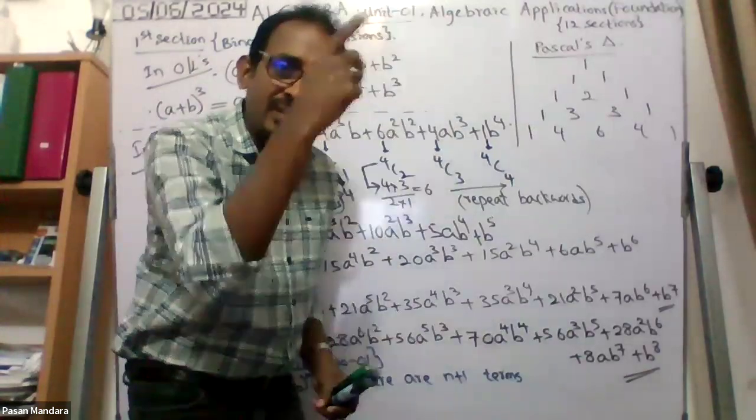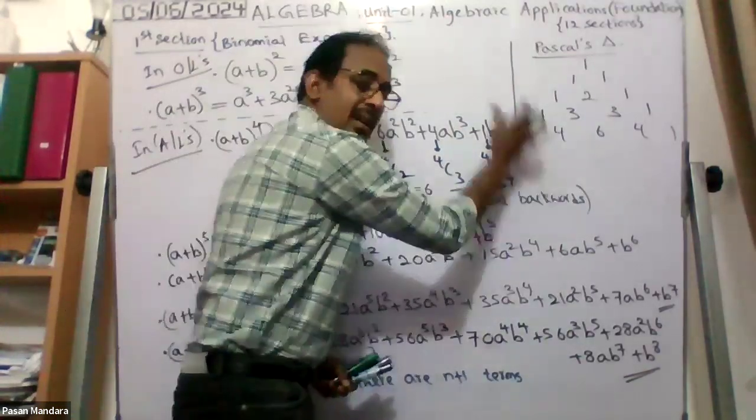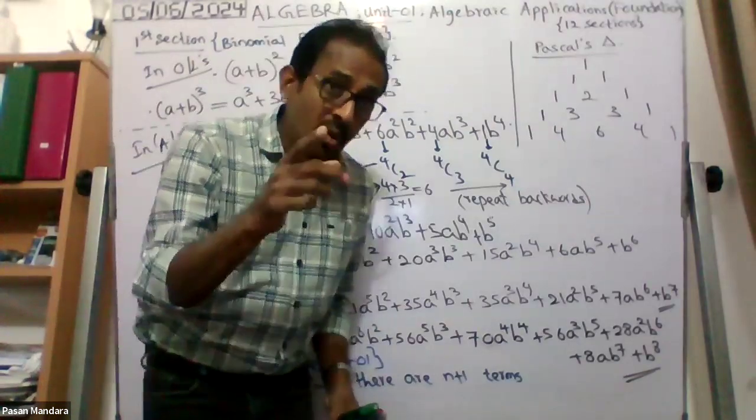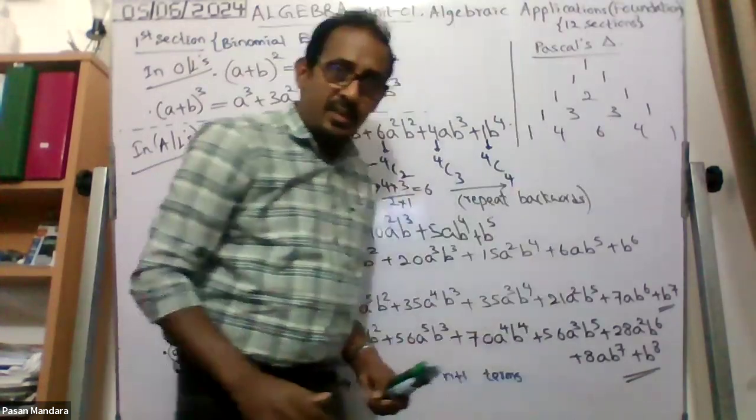I cancel 2 and 6 and 3, 21. That's what I did like this. This is 35, still I didn't reach the middle. You notice I did again like this.